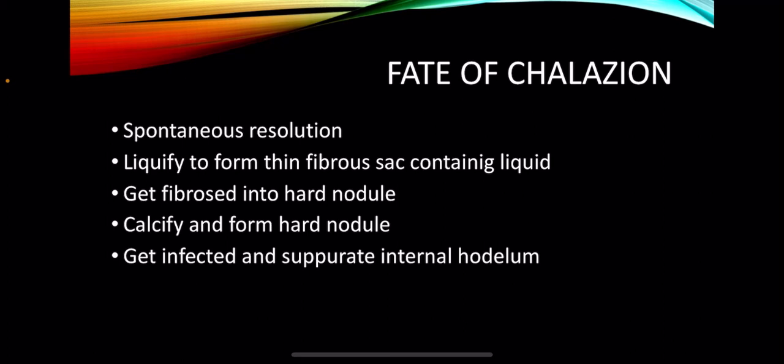After that, if it does not resolve, it liquefies and forms a Chalazion cyst or sebaceous cyst. So a fibrous sac appears, in which there is fluid-like material, and it is known as a Chalazion cyst. After that, if it becomes fibrous, it becomes a very hard nodule. So it is a complication of the Chalazion.